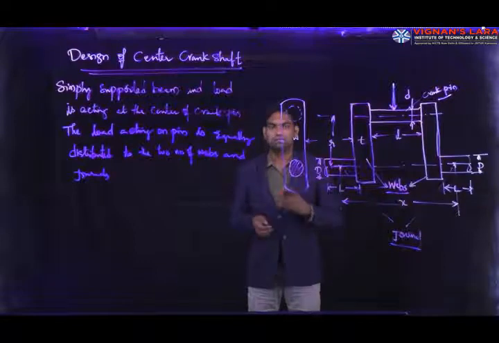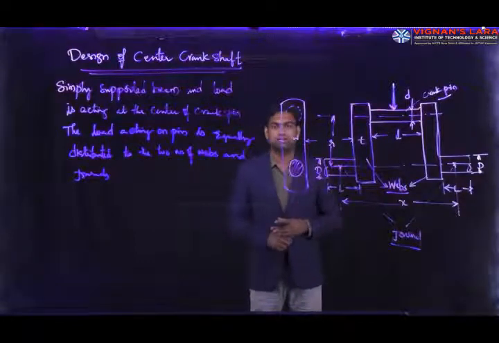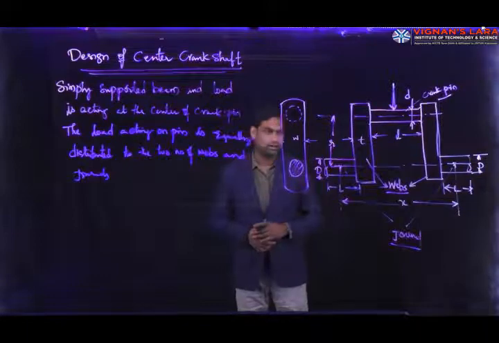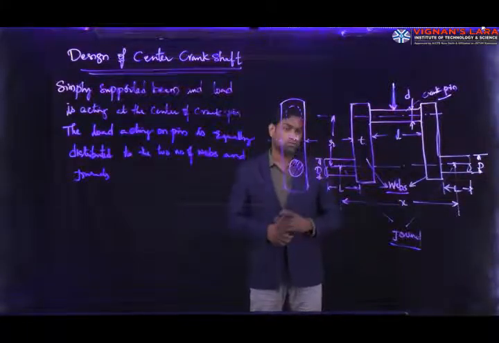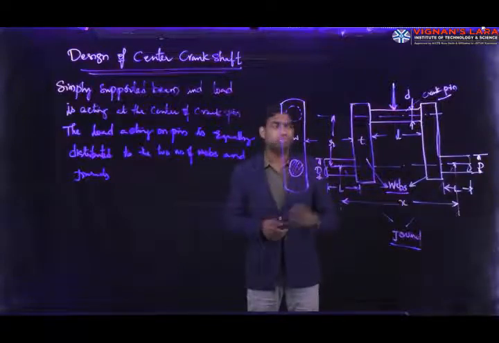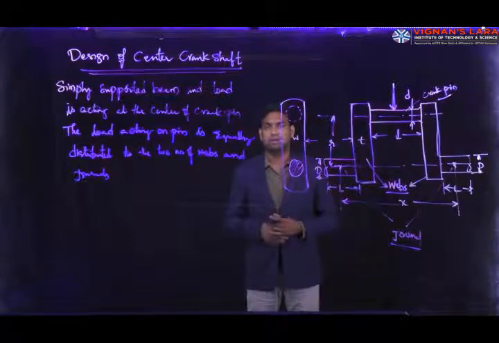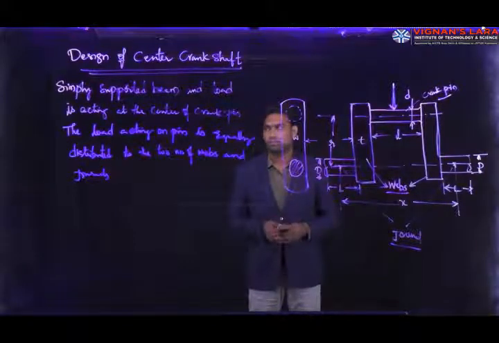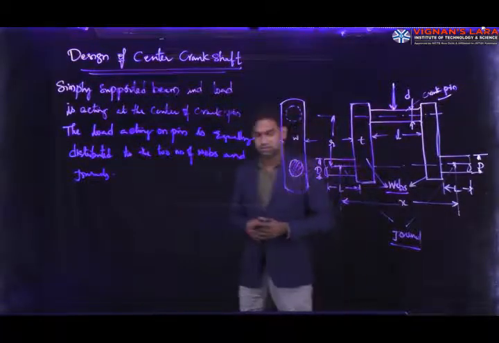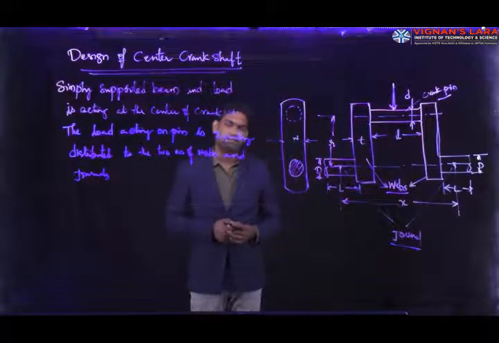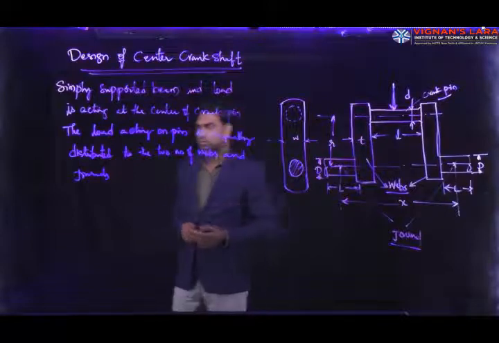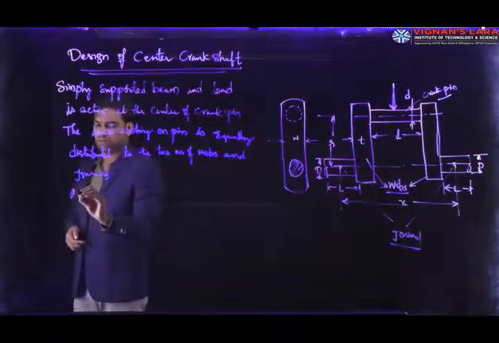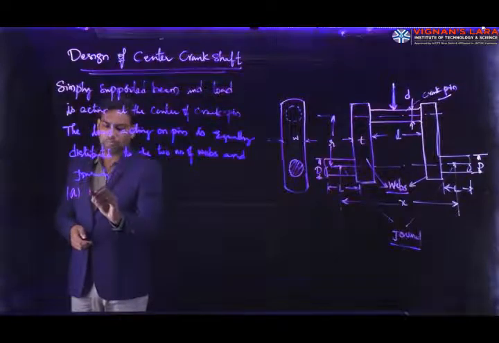Clear? And the maximum torque condition is also the same, that is theta equal to 0 as well as beta equal to 90 degrees. And here we consider it a simply supported beam, so based upon that, the bending moment acting on the crank pin is going to vary. That is the main difference between the center and side crankshaft. So let us see the stresses induced in the crank pin now. Initially we can start with the design of the crank pin.